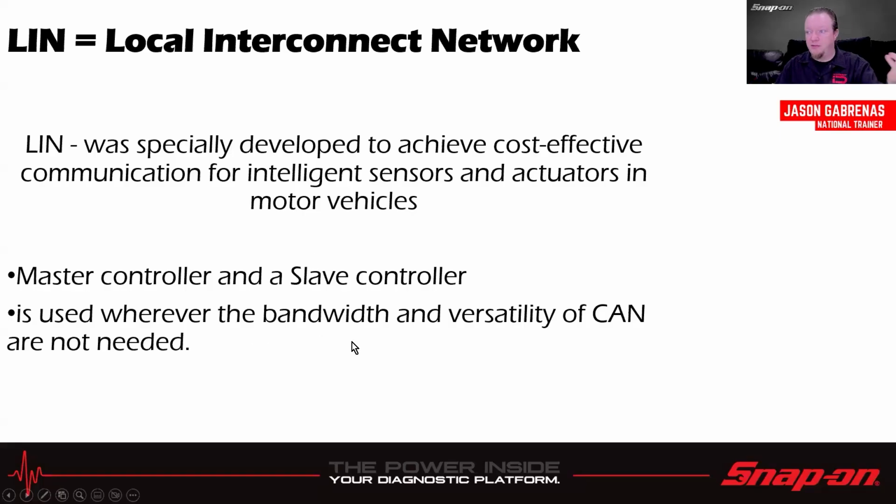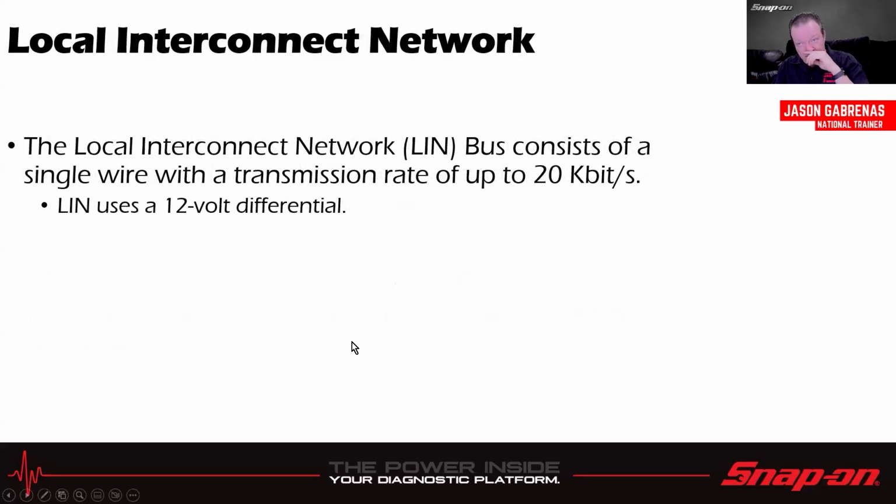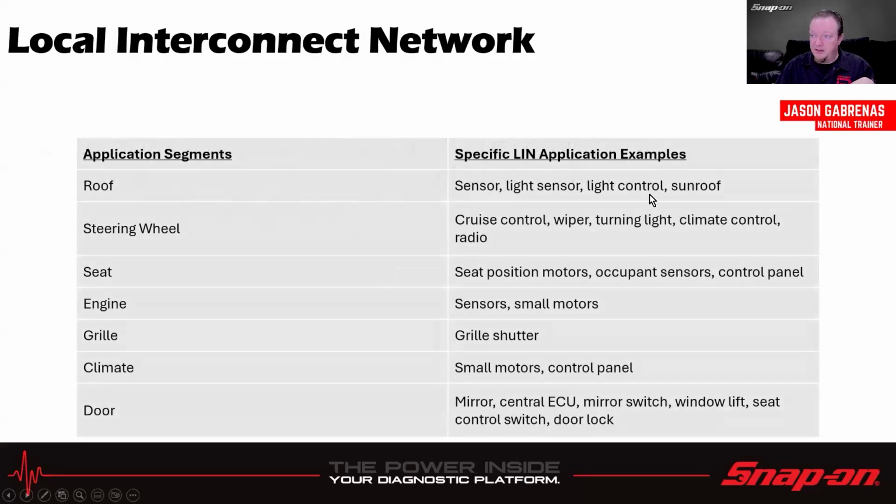Used wherever the bandwidth and versatility of CAN are not needed. It's kind of a dumb system. If you think about it, it's just kind of off or on, open, close, that sort of thing. LIN bus consists of a single wire with a transmission rate of up to 20 kilobits per second, and it uses a 12-volt differential. So things like roof, sunroof, any of the switches on your steering wheel are more than likely going to be LIN bus nowadays.